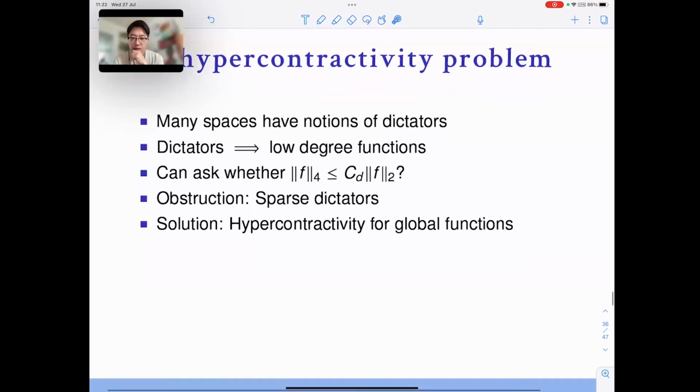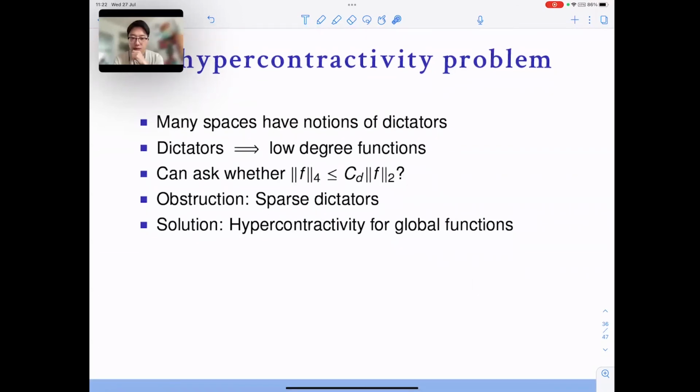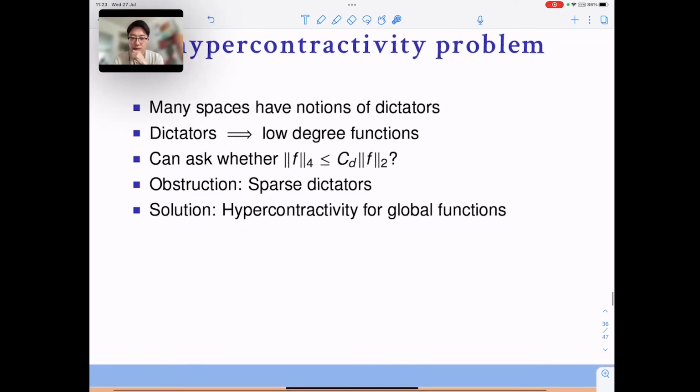And the way we solve it is by proving hypercontractivity only for the global functions. So somehow we exclude the dictators when we are proving hypercontractivity, and then we can get an effective version of the hypercontractivity theorem, not for all functions, but just for the global functions, those functions that don't look like dictators.